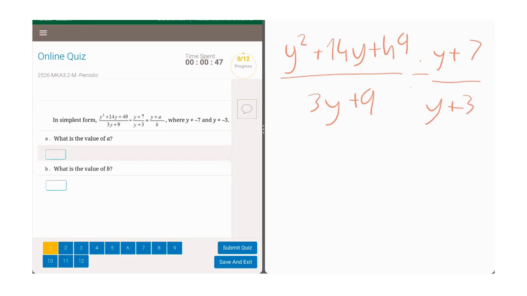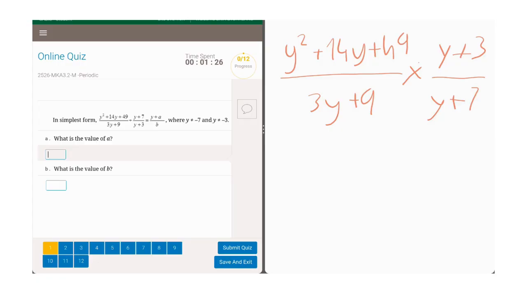So first, when we have a division with two fractions, we need to keep, change, flip, where we keep the first rational expression the same, change the sign into multiplication, change, and flip the last rational expression. So that's KCF. So now we can rewrite this as y squared plus 14y plus 49 over 3y plus 9 multiplied by y plus 3 over y plus 7.